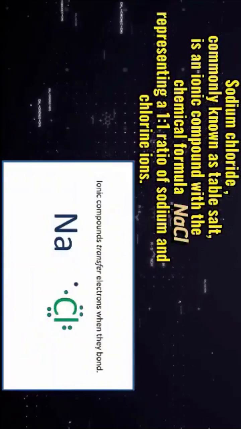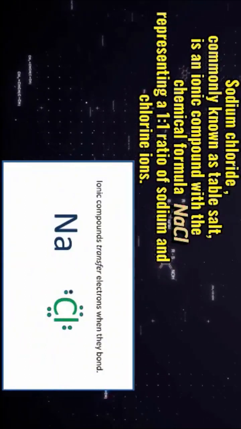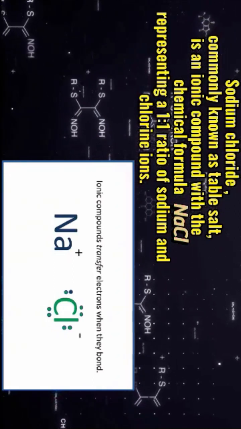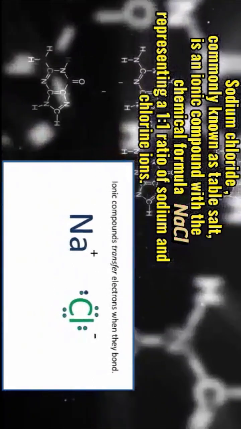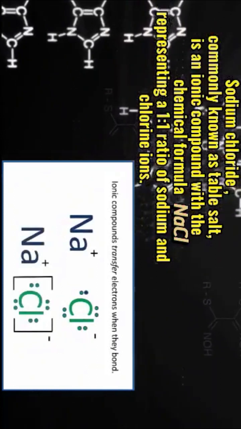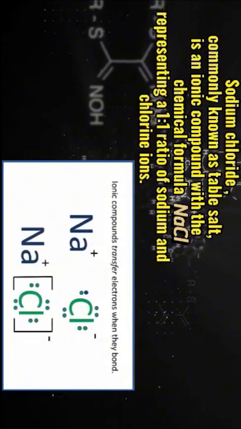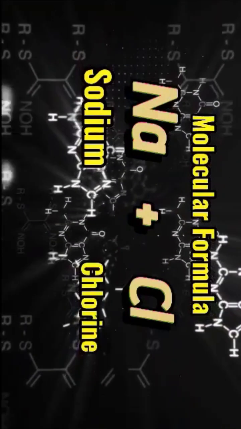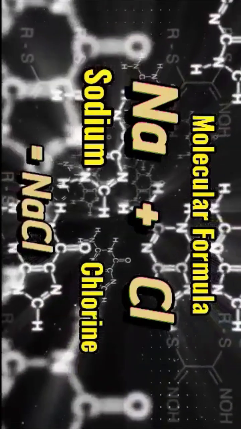Sodium chloride, commonly known as table salt, is an ionic compound with a chemical formula NaCl, representing a 1:1 ratio of sodium and chlorine ions. Na is for sodium and Cl is for chlorine, and that's why it is NaCl.